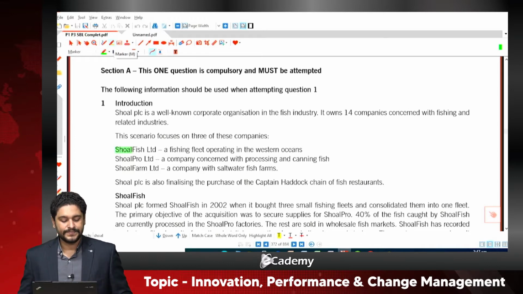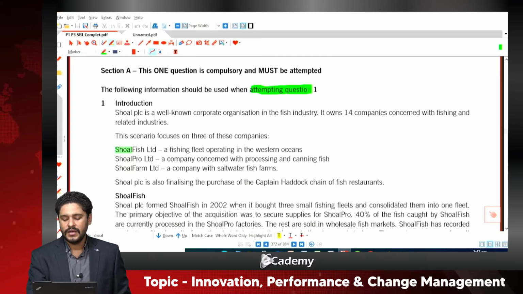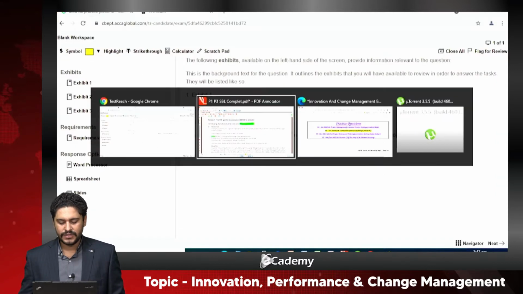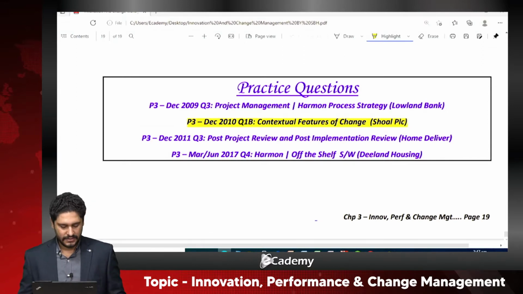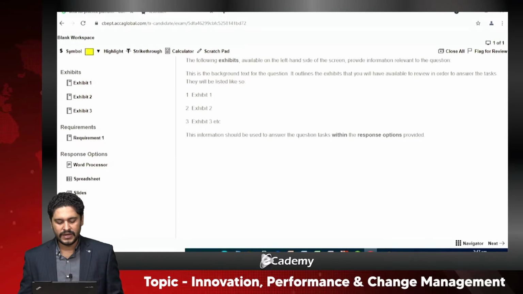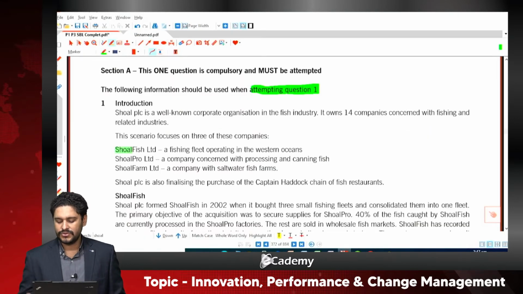So let's look at this. The following information should be used when attempting question number 1. So which question are we going to attempt? Let's look. Okay, we will be attempting question number 1B. So we won't be going for question number 1A, but we will be going through question number 1B.